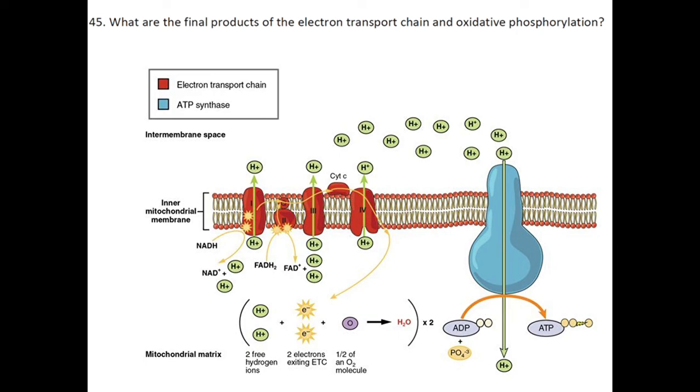And again, ATP is the energy molecule that we need. So now you can answer question number 45. What are the final products of the electron transport chain? We are going to generate ATP. Of course we are going to generate water, but we have a lot of water in our system, so we don't care about water. We do care about ATP. The end product is ATP.